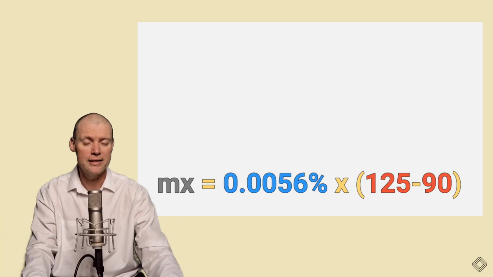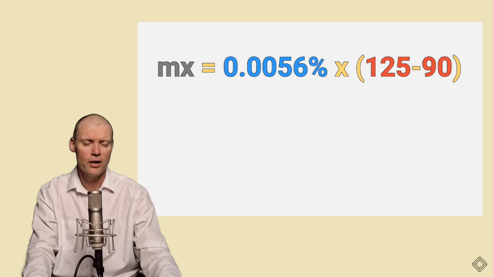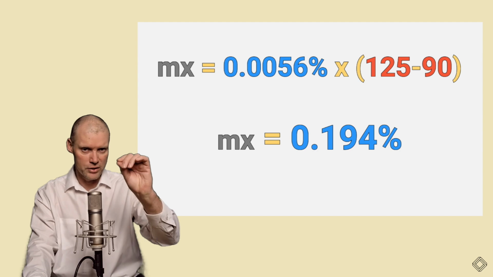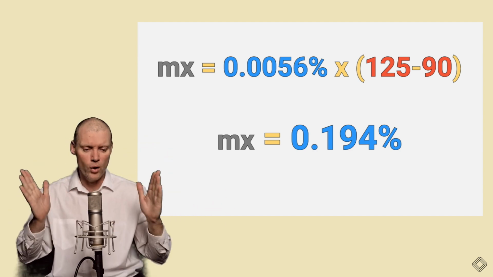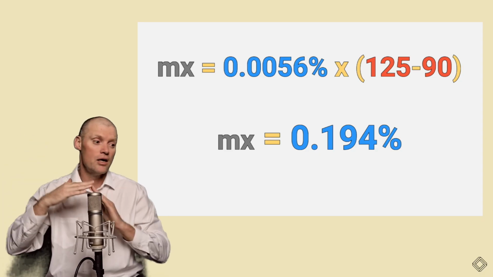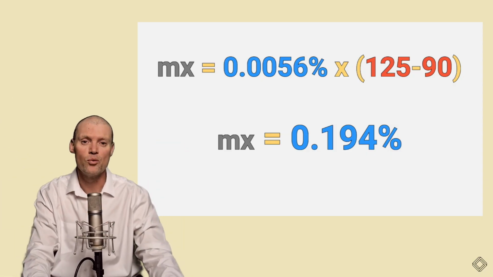So we plug in, and delta x, the change in x in this instance, becomes the one we're solving for, 125 minus 90. That simplifies to 35 days. So mx is 0.194%. It's 0.0056% times 35 days. Because we know for 1 day's change, there's a 0.0056% rise in interest rates. It's a positive change. For 35 days, it's going to be 35 of those. 35 of those is 0.194%.